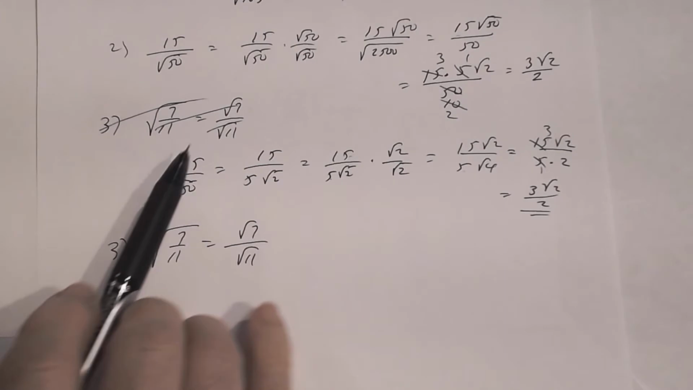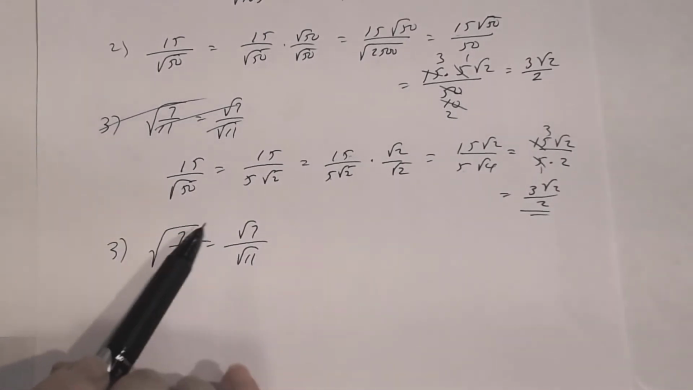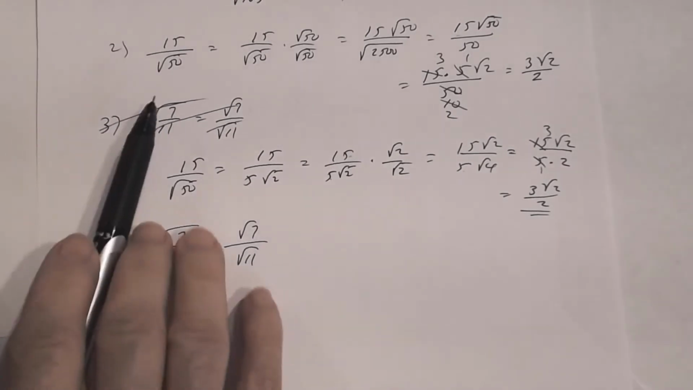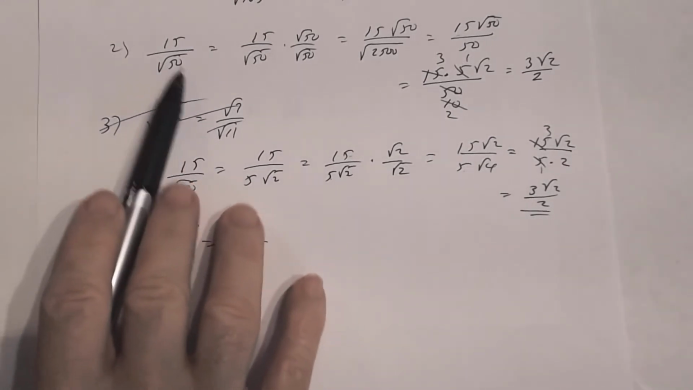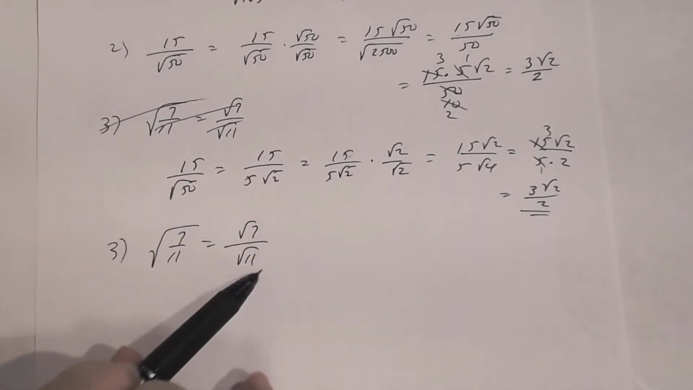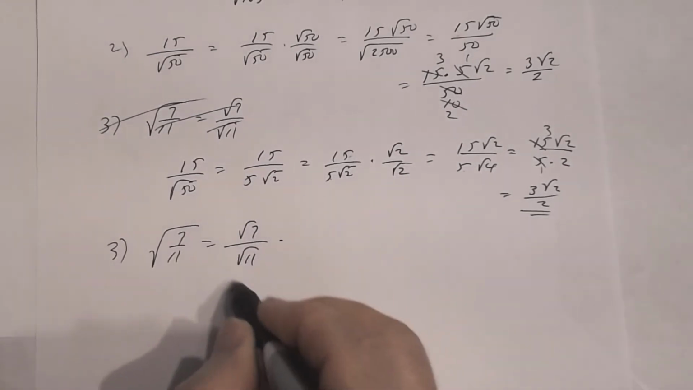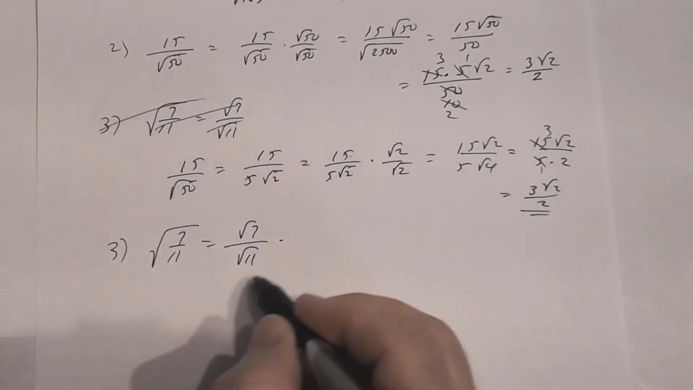And notice, you may say, well, in number 3, can I work like number 2? Well, the problem is that in number 2, I could have simplified the square root of 50, and in number 3, I can't. The only perfect square that goes into 11 is 1. So all you can do now is rewrite this so that the denominator is not a square root.